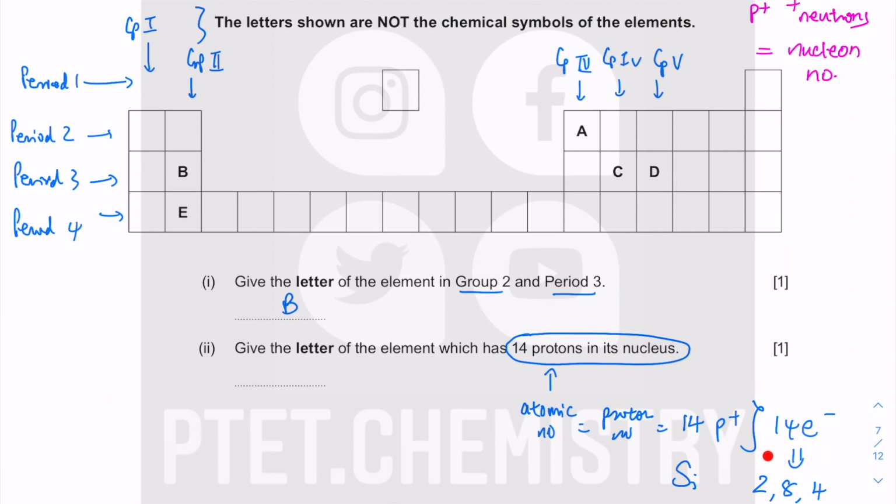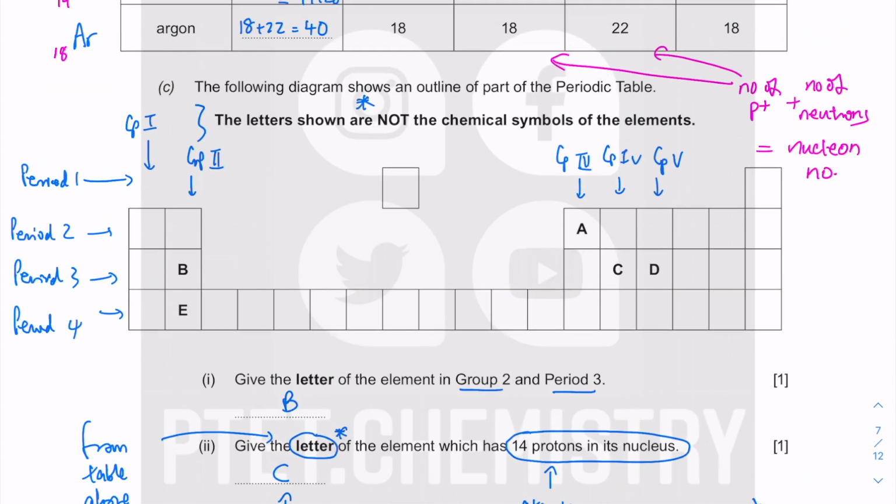First shell, maximum 2 electrons. Second shell, maximum 8 electrons. Third shell, 4 electrons. This is the valence or the outermost shell. Look for group 4, look for period 1, 2, and 3. So we're looking at C. C here is not carbon because they ask for the letter of the element. These are from the table above, okay? From the table above, this is not carbon because exactly, they ask you to read the question before you do a question.